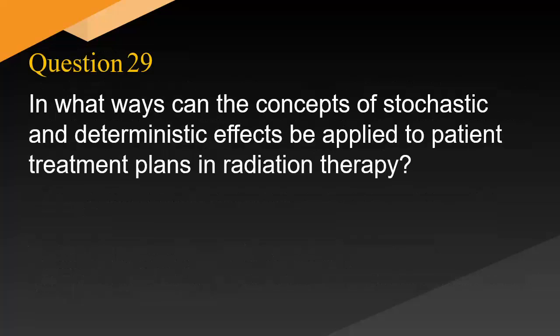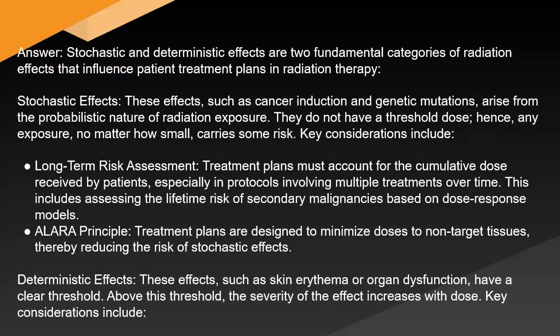In what ways can the concepts of stochastic and deterministic effects be applied to patient treatment plans in radiation therapy? Answer. Stochastic and deterministic effects are two fundamental categories of radiation effects that influence patient treatment plans in radiation therapy. Stochastic effects. These effects, such as cancer induction and genetic mutations, arise from the probabilistic nature of radiation exposure. They do not have a threshold dose, hence any exposure, no matter how small, carries some risk.